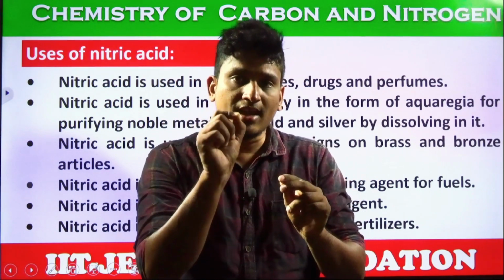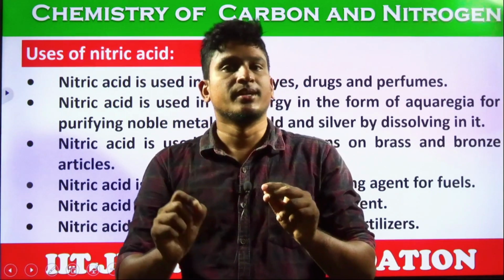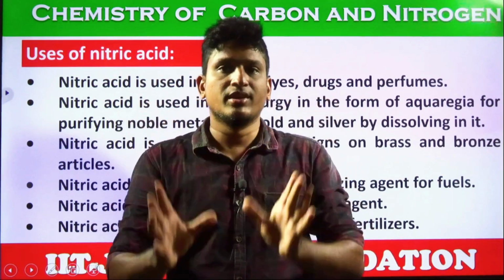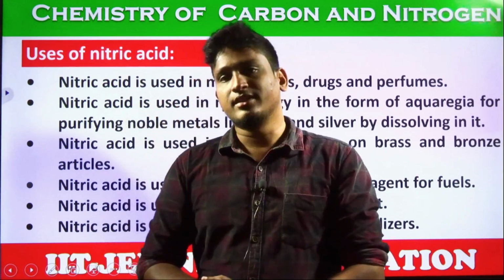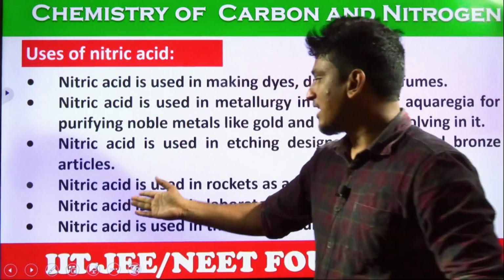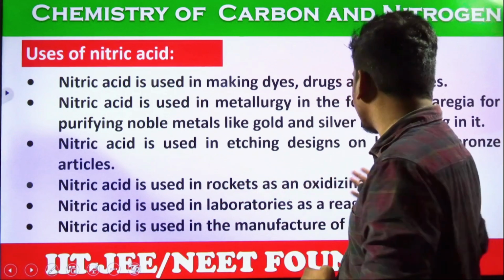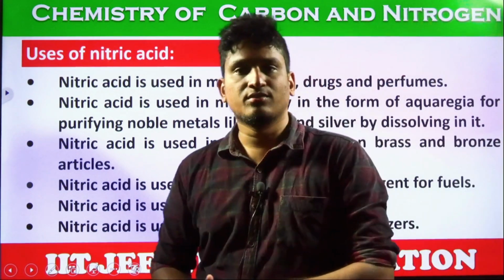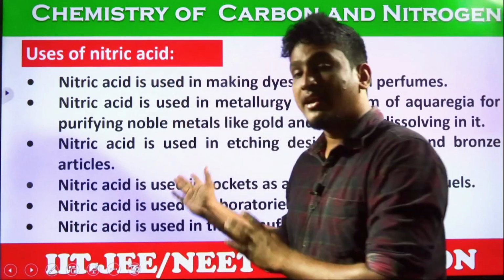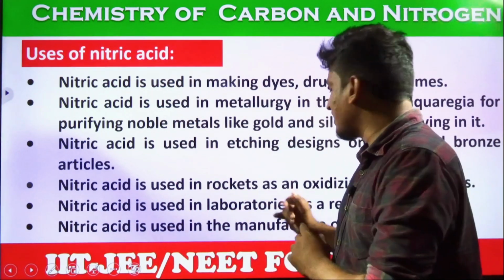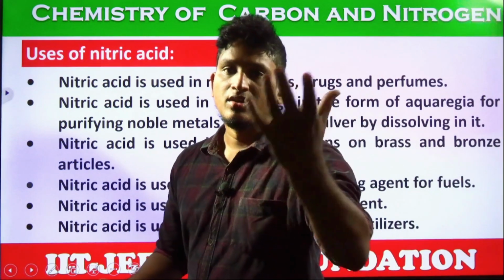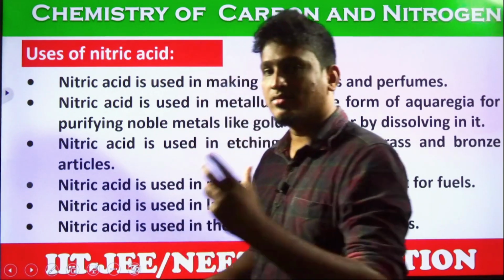Why? Because nitric acid has a corrosive nature. So because of nitric acid, we can make, for example, a flower. We need to make a flower, and that process is called the etching process, where nitric acid is used. Nitric acid is also used in rockets as an oxidizing agent for fuels. It has an oxidizing nature, students. That's why nitric acid is used as an oxidizing agent in rocket fuels. Why? Because rockets run on oxygen, liquefied oxygen, yes or no?